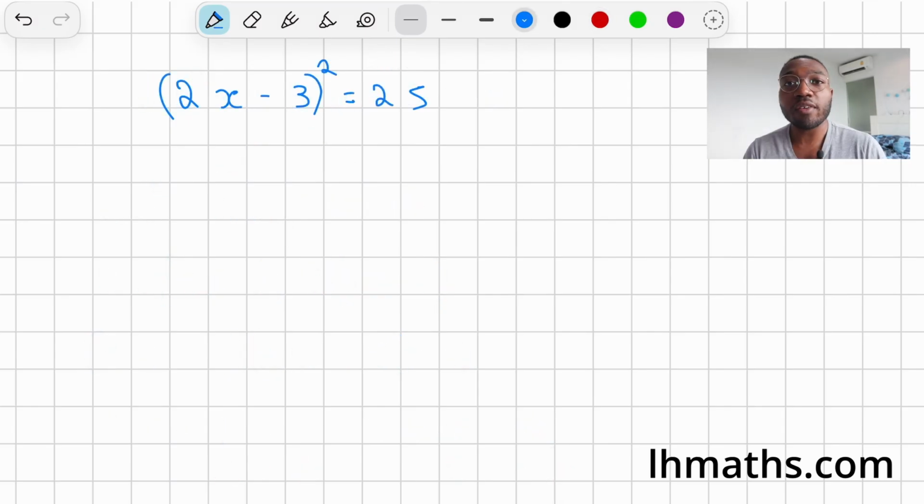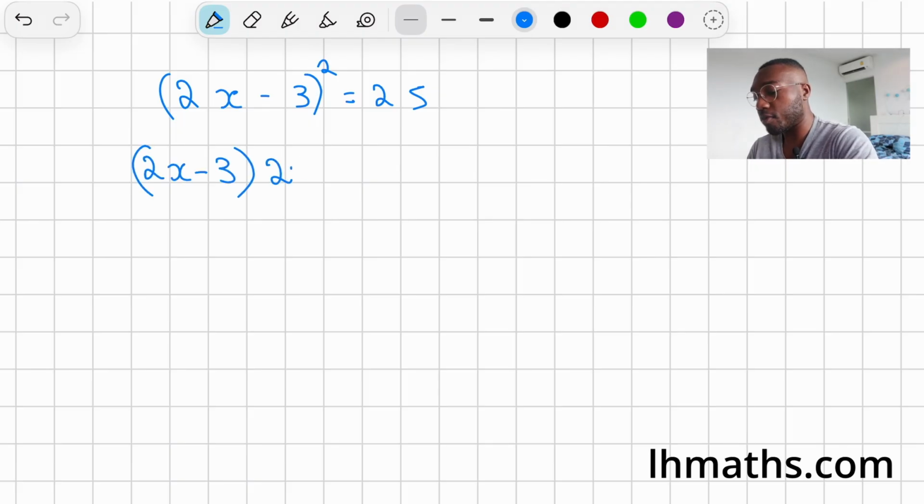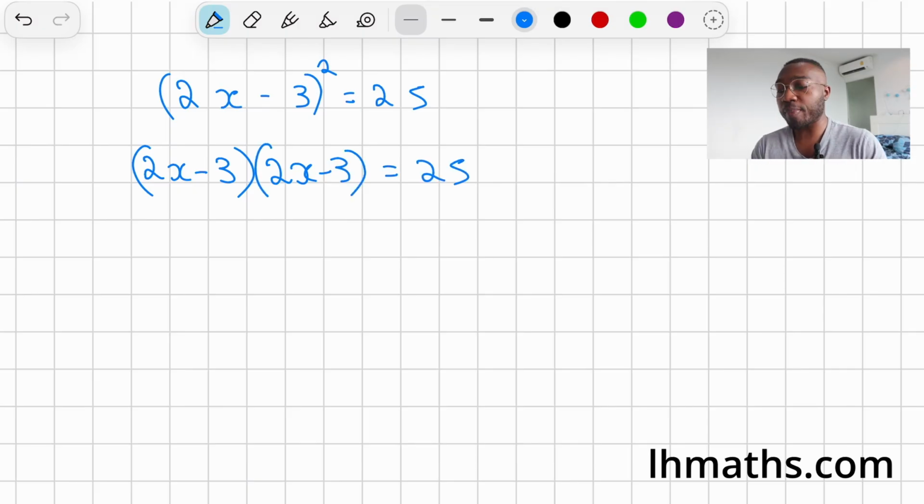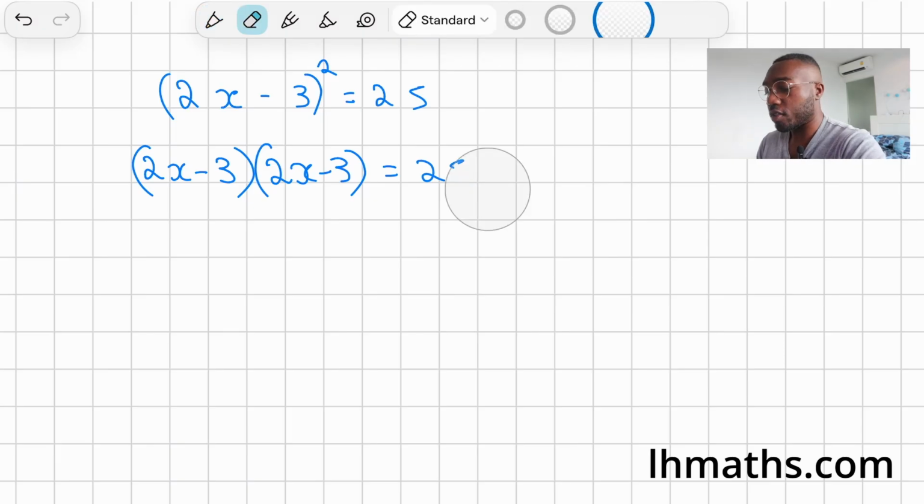So with this question, we have 2x minus 3 all squared, and that is equal to 25. So there are loads of ways you can do this. If you thought about doing this way, where you do 2x minus 3 times 2x minus 3 is equal to 25, and then maybe you look to expand the brackets out and then move the 25 over, and then you'll get a nice quadratic equation. You can solve it. You can do that, but there is a faster way.